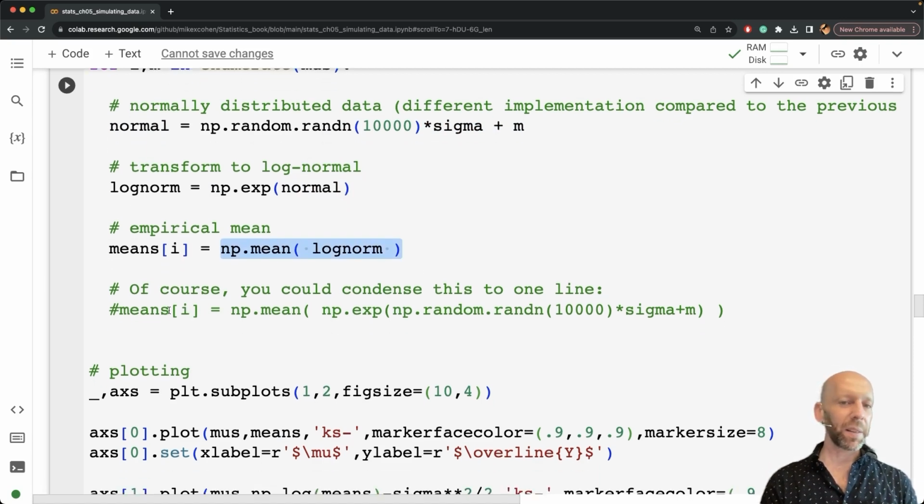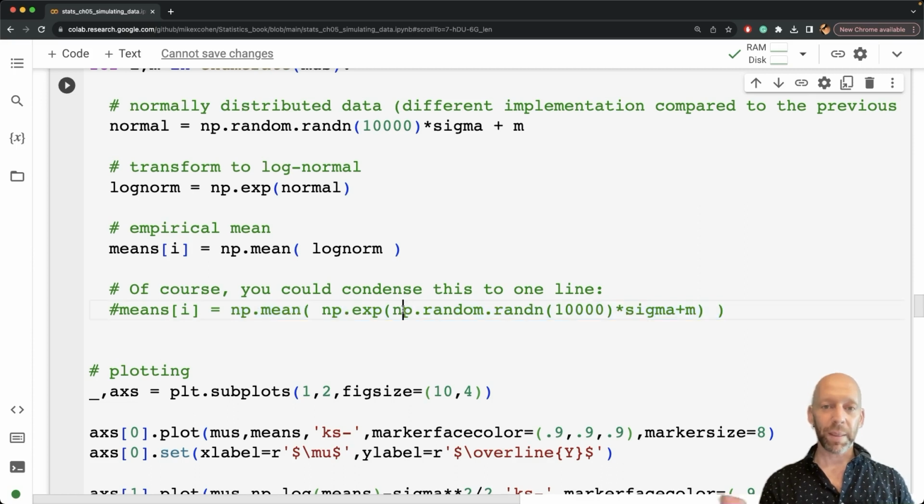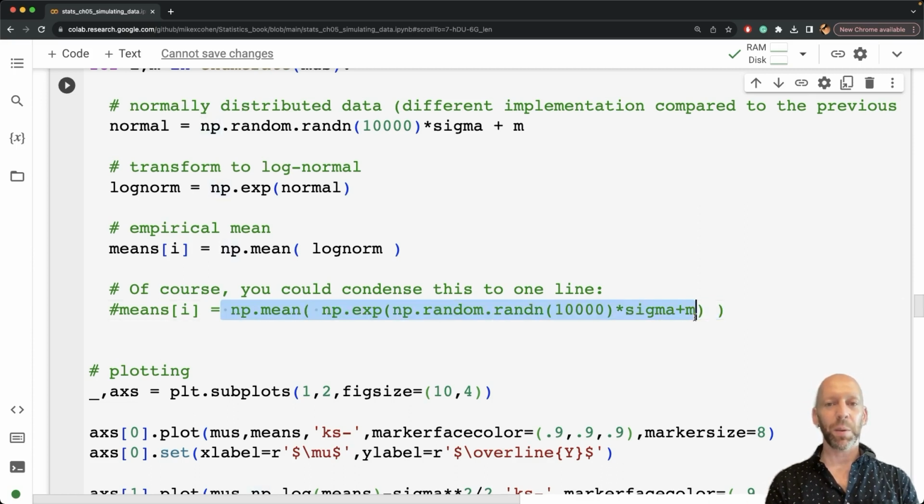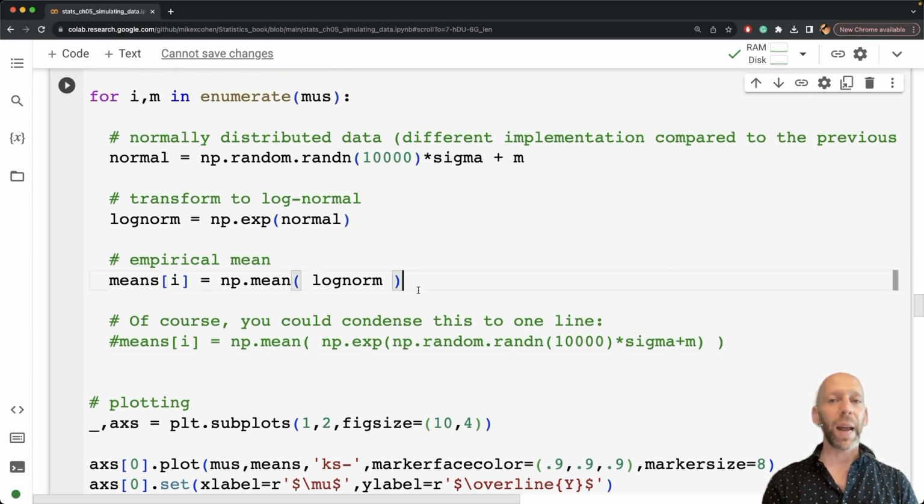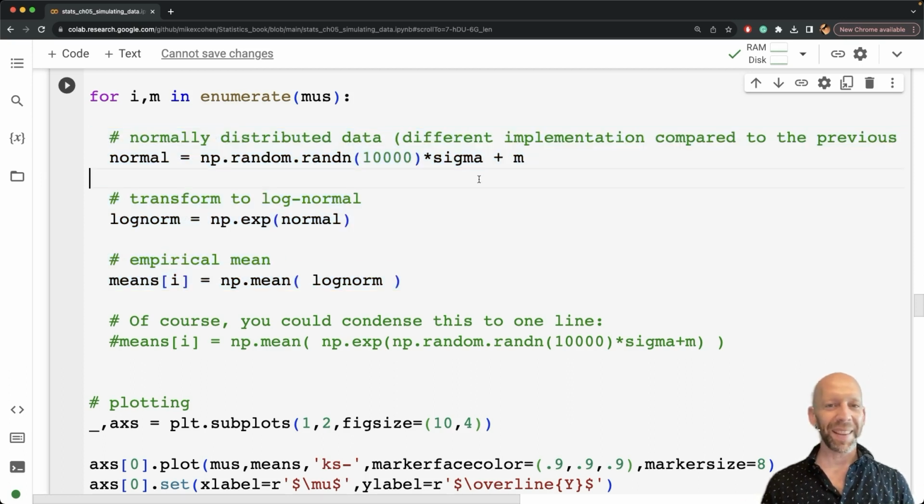Now, here in this commented line, I'm just showing you that you could put all three of these lines of code into one line of code. But this is more confusing. This is more difficult to look at, especially if you are new to statistics and/or new to Python. So what I often recommend is certainly to start out writing code in this way. Yes, it's longer. Yes, it takes up more space. Yes, it requires more variables to be created, but it also helps you think about and process and understand what is going on inside this simulation.